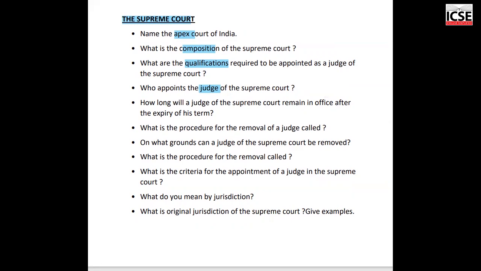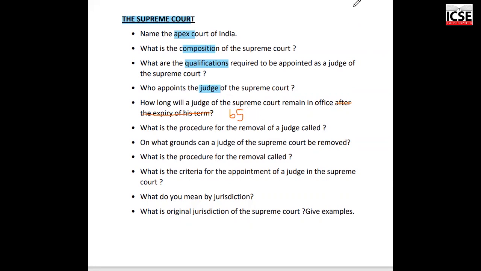How long will the judge of the Supreme Court remain in office? He will remain in office till he reaches the age of 65. Okay, that is the point. Correct. He remains in office till he reaches the age of 65.